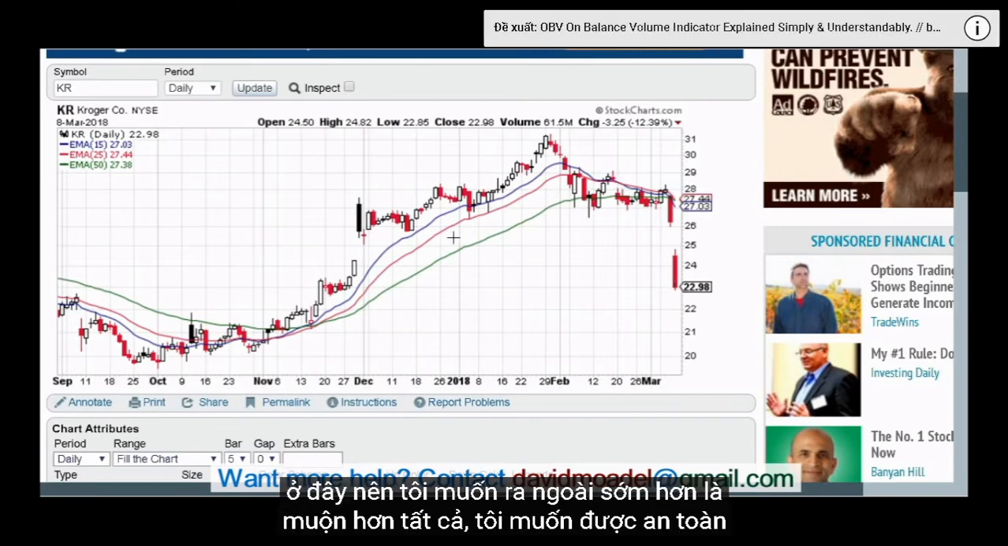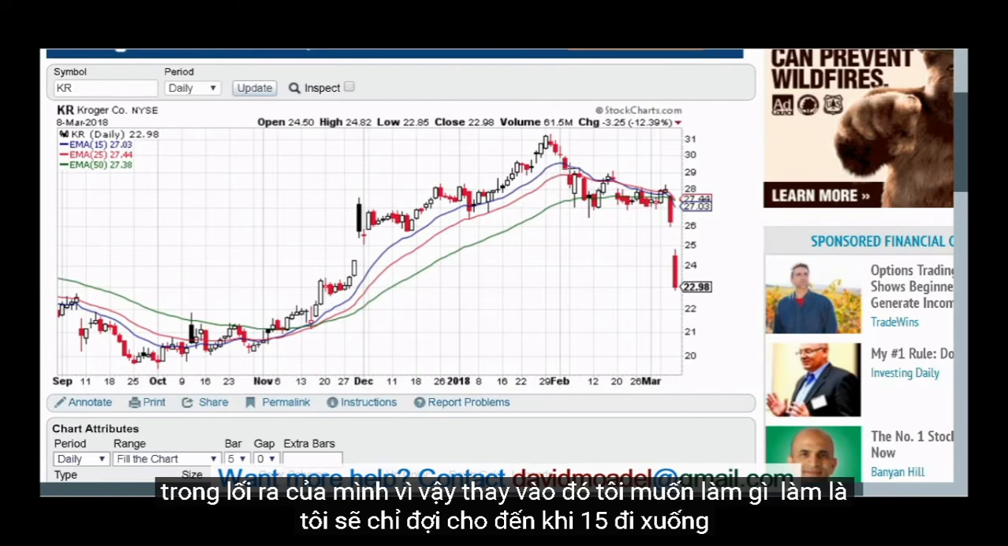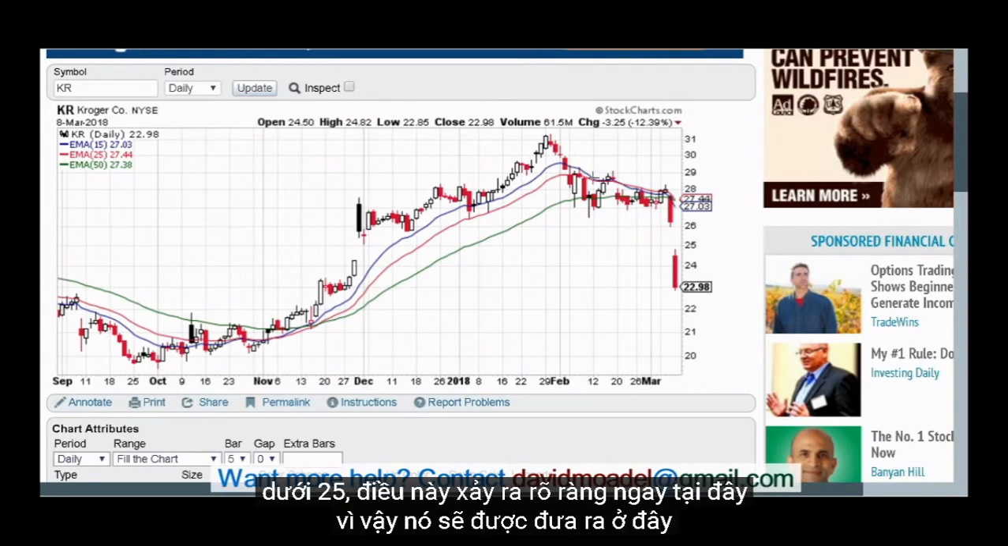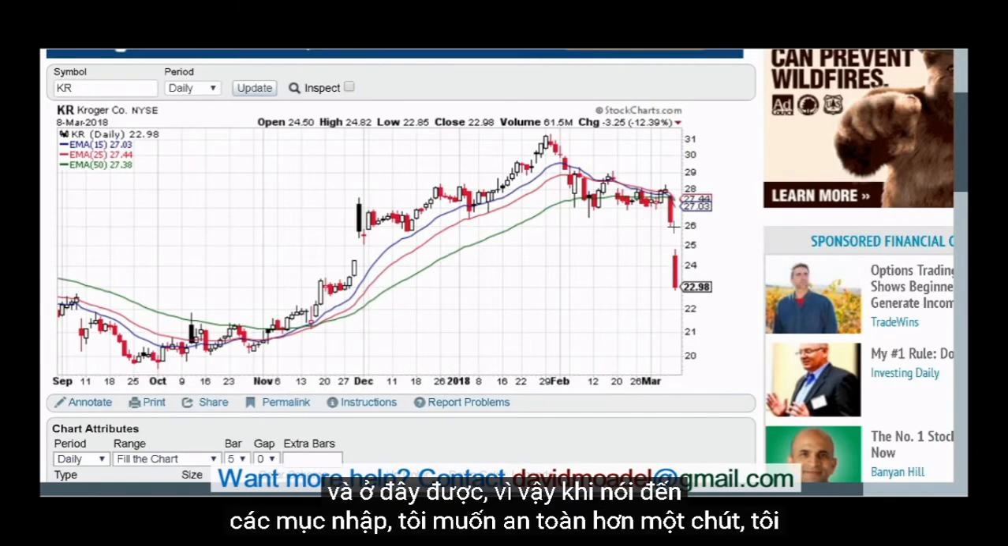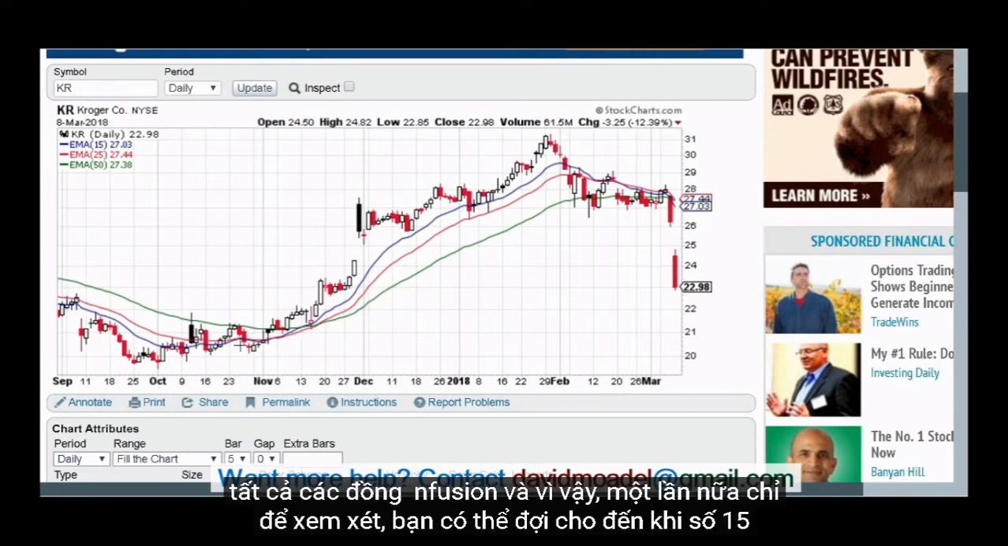So I like to get out sooner rather than later. All right. I like to be safe in my exits. So instead, what I will do is I'll just wait until the 15 goes below the 25, which happens clearly right here. So I would have gotten out here instead of over here. Okay. So when it comes to entries, I like to be a little safer. I like to wait a little bit longer until there's a clear break, and I don't like all the confusion.